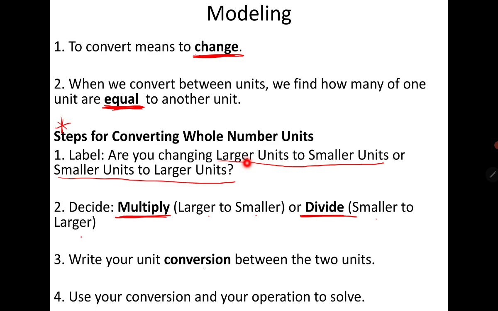We then write the unit conversion between the 2 units. So how many of one are equal to how many of another unit? And then we use the conversion in our operation to solve. So remember that if we've got our math and the numbers, then it should be easy to solve for the correct number of units.